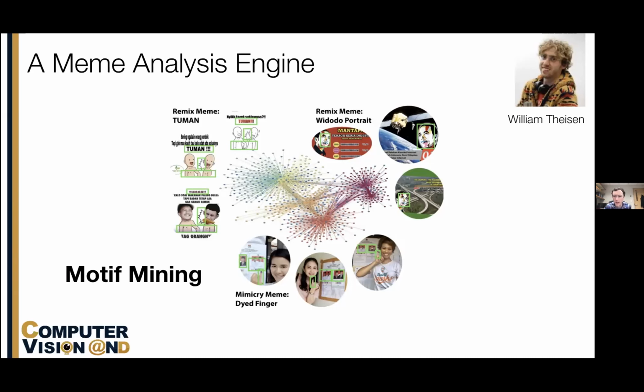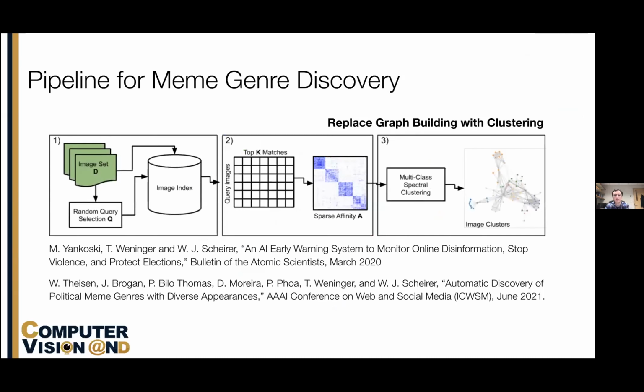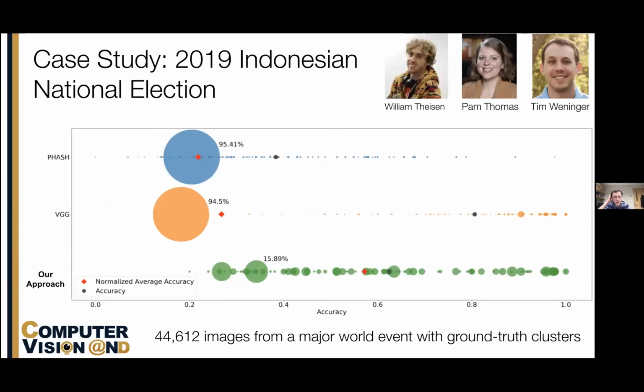This is work that was led in my lab by a grad student, Bill Tyson. What we did was take the image provenance pipeline, and we kept the retrieval piece. We do our provenance filtering to find related images, but we swapped out the graph construction step for this clustering step. So we added spectral clustering. And we evaluated this against some existing approaches.